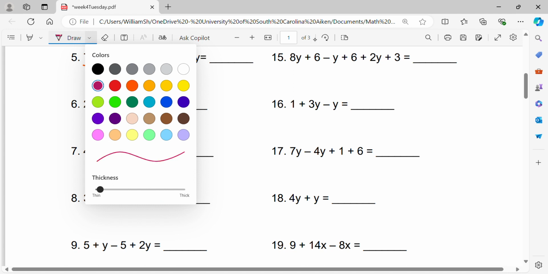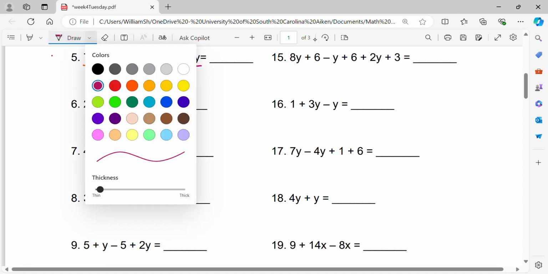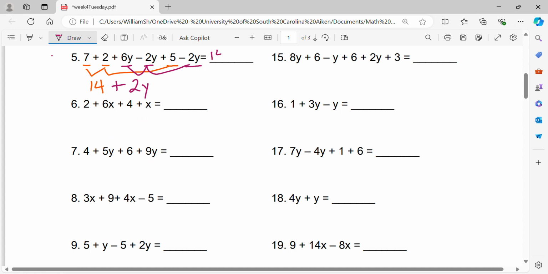Now let's combine all the y terms. I can combine 6y and negative 2y and also this negative 2y. So 6 minus 2 is 4, minus another 2 is 2. So I have 14 plus 2y as my simplification. And it's that easy. Okay?